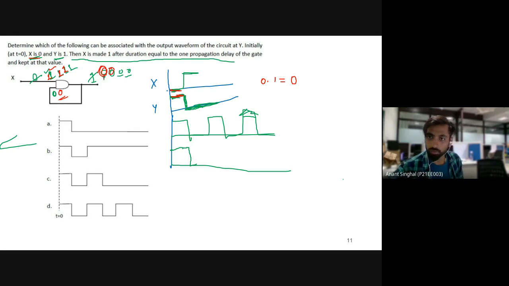Did you get it now, Adarsh and Sai? Okay. So the final output will be: y will remain 1 for some time, which is before the propagation delay of whatever the propagation delay of the x AND gate, and then it will always remain 0. So the correct answer to this question is A. Is it fine? Everyone, please respond.